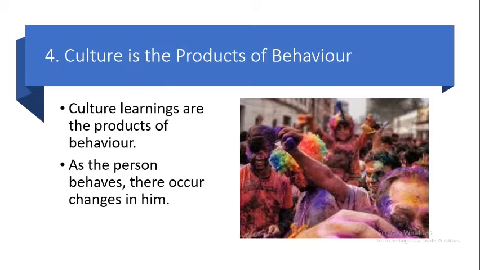The fourth is that culture is a product of behavior. Cultural learnings are the products of behavior. As the person behaves, there occur changes in him. He acquires the ability to swim, to feel hatred towards someone, or to sympathize with someone. They have grown out of his previous behaviors.